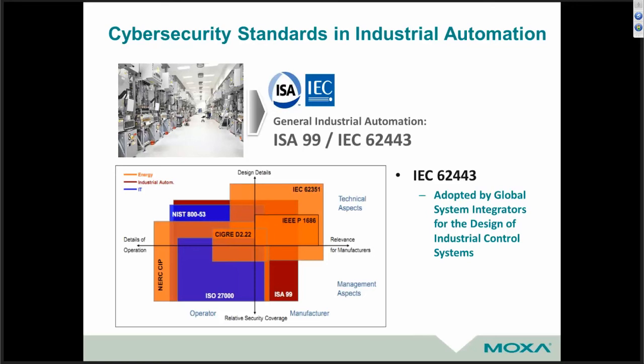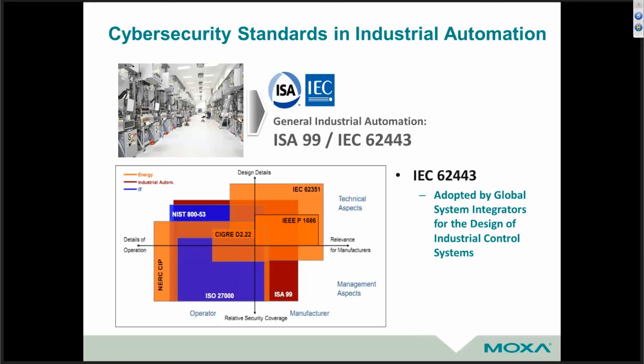And you see some of these standards are far to the left or far to the right. But one of them that rides the middle very nicely is this ISA 99 IEC 62443. And it's one of the reasons why it's been adopted as really the industry standard for industrial automation today. So 62443 has been adopted by global integrators for the design of industrial control systems because of its applicability to operators as well as the integrators and developers.